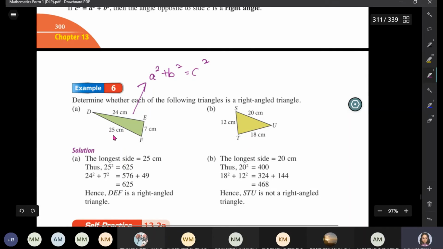So we can assume that this could be C, and this can be A and B. A and B you can mix up, it doesn't matter. Okay, so let's do this.